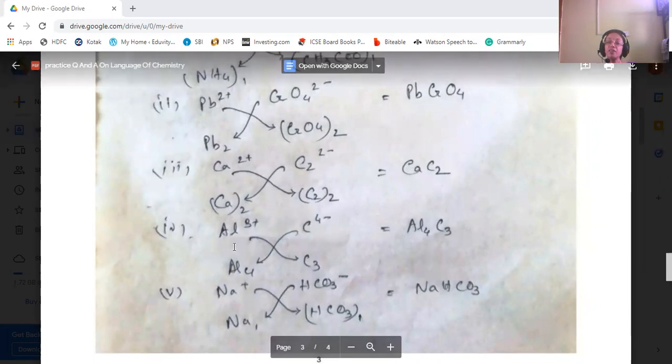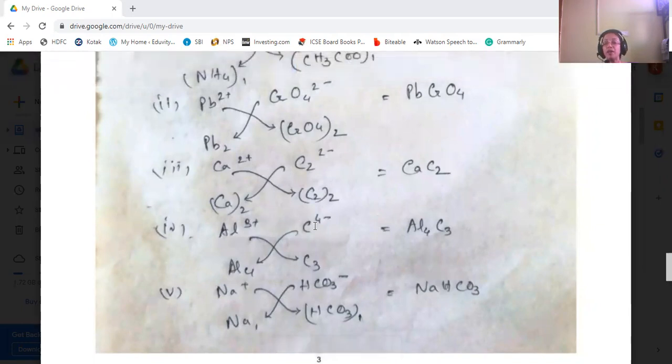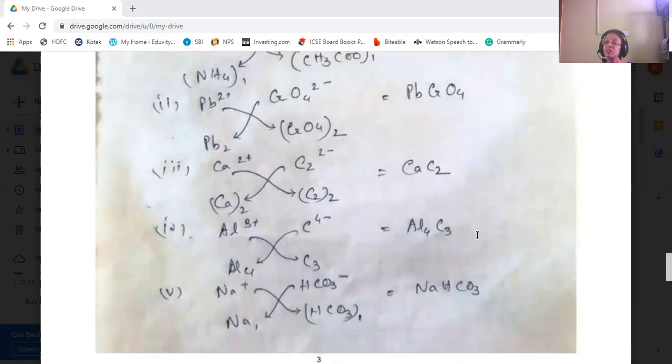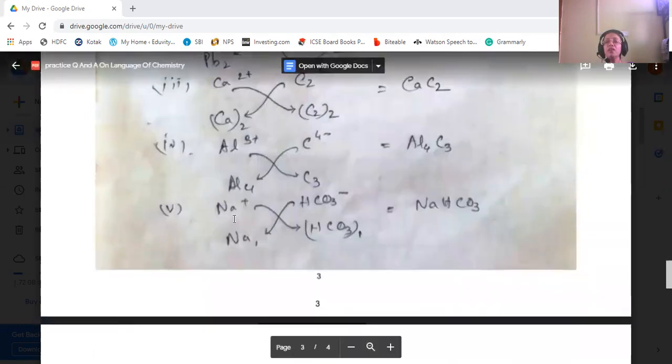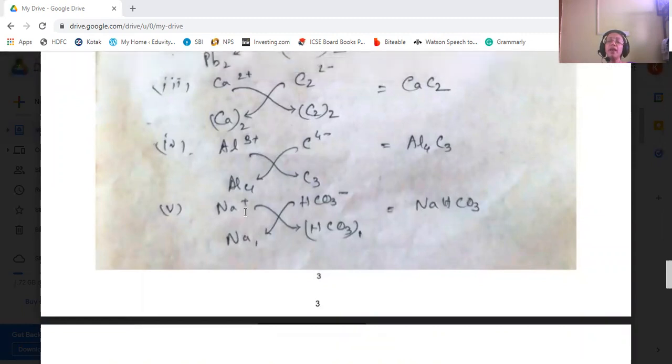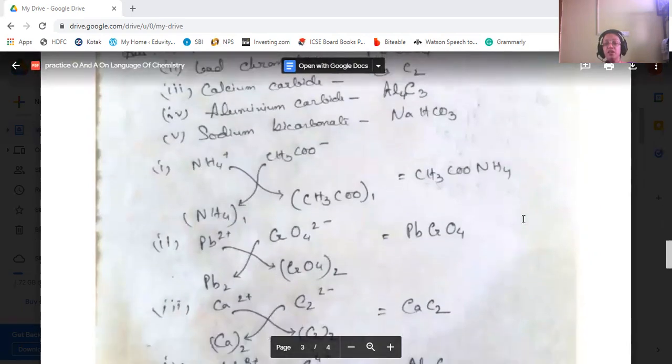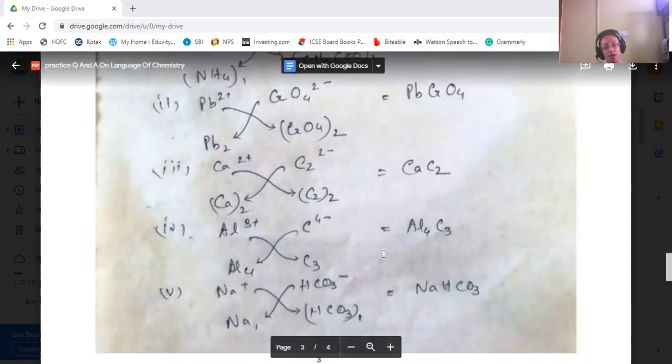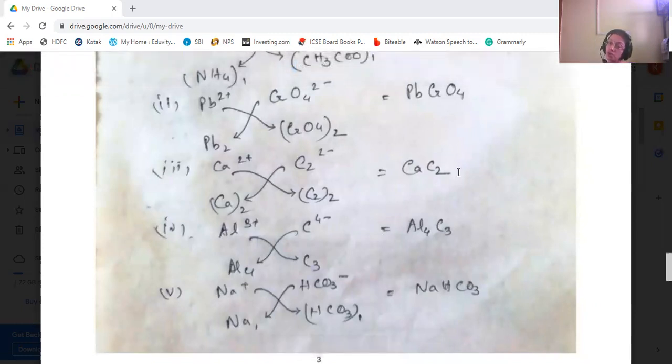Then next is aluminium carbide, aluminium 3 plus, carbide C4 minus. By exchanging their valencies, it will come to Al4C3. Then Na plus HCO3 minus will come as NaHCO3. See, in calcium carbide, calcium has 2 valency and carbide has 4 valency. So when we exchange and divide with the highest common factor, it will come to Ca2C.